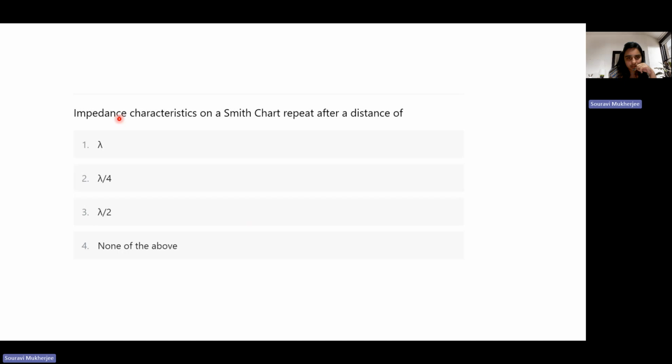Again, impedance characteristics on a Smith chart repeat after a distance solve. This is a direct question of what we have just discussed, right? We saw that we have this phase of e to the power minus 2jβd, which tells us that λ/2 distance on the line corresponds to a 2π phase. 2π phase means you get the same value, right? So the impedance characteristics on a Smith chart repeat after a distance of λ/2.